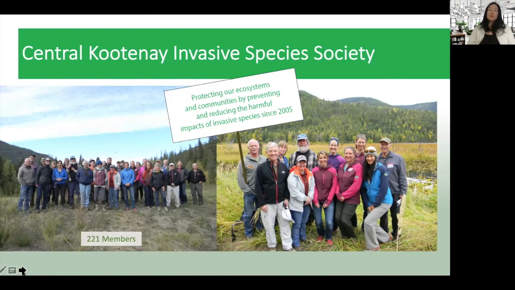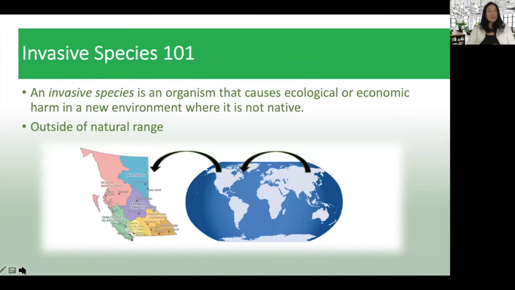So the Central Kootenay Invasive Species Society, or CKISS for short, is a nonprofit started in 2005. Our mission is protecting our ecosystems and communities by preventing and reducing the harmful impacts of invasive species. Our work is very collaborative, and we do a lot of coordinating with various agencies and groups. We are interested in involving all community members, including real estate professionals, because this work is multi-jurisdictional. It does involve everyone, which makes this a very fascinating and fun issue, if I may say so myself.